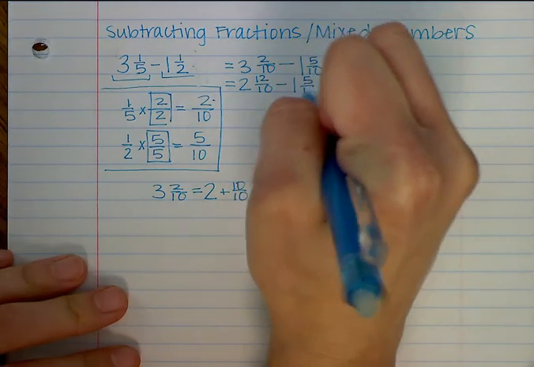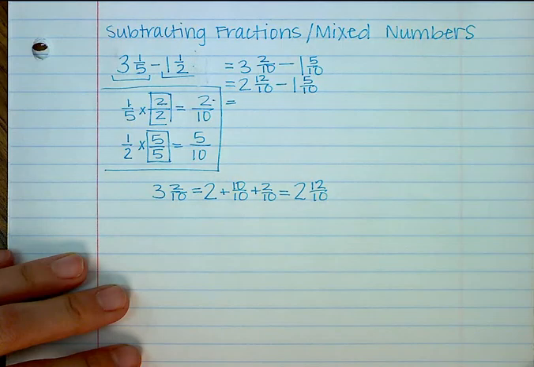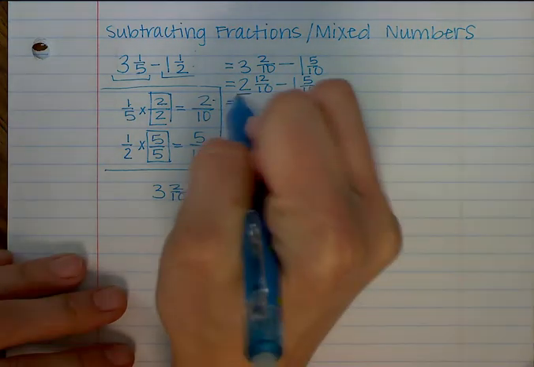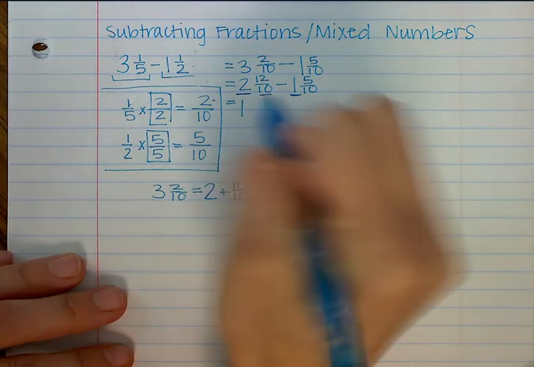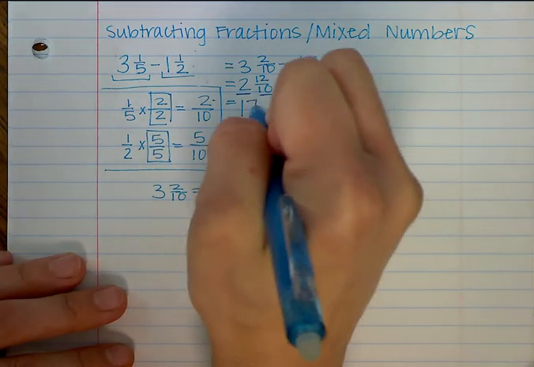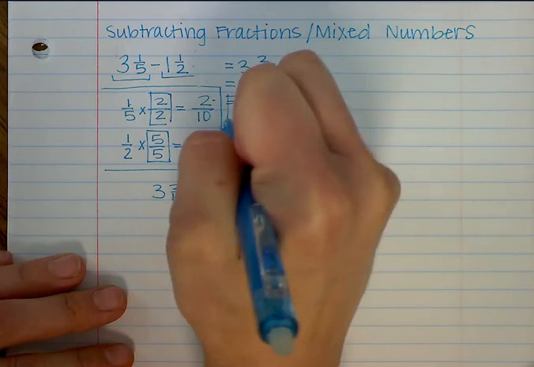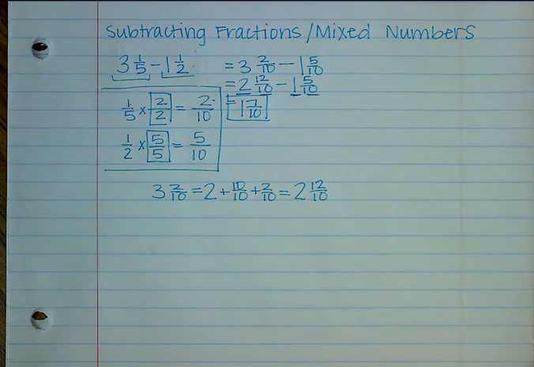And now I need to subtract my wholes, and then I need to subtract my parts of wholes. So I'm going to subtract my 2 minus 1, which is 1. And then I have my 12 tenths minus 5 tenths, which is 7 tenths. So my final answer is going to be 1 and 7 tenths. And I know that that's in simplest form, so I'm done.